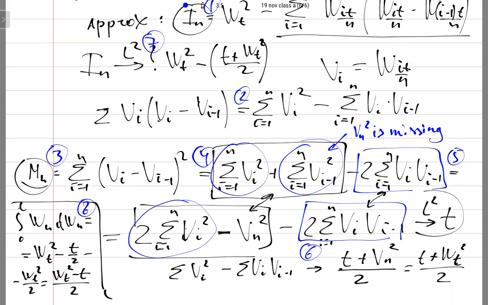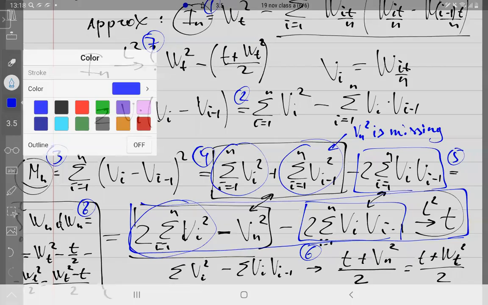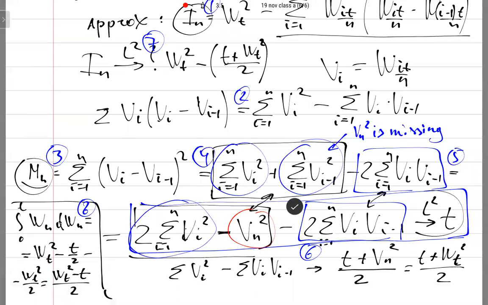Six. So we have this result. Just move this term to the right-hand side and divide by 2. Just move Wn squared to the right-hand side and divide by 2. Okay?